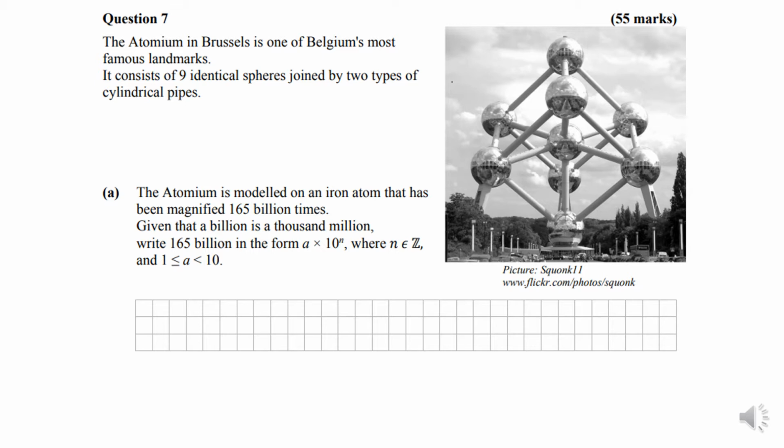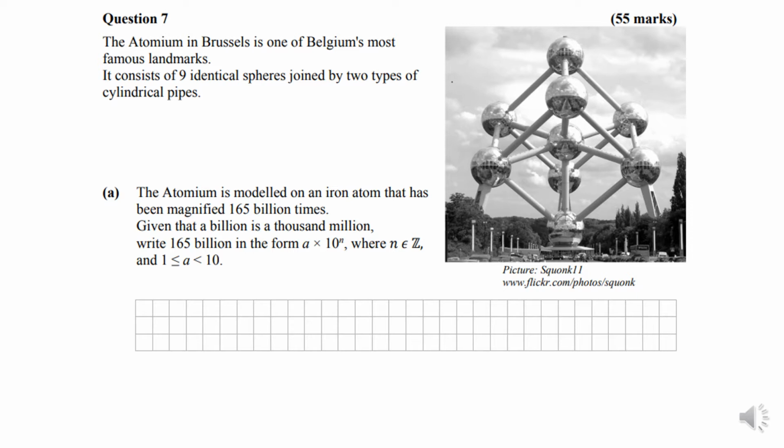The Atomium in Brussels is one of Belgium's most famous landmarks. It consists of 9 identical spheres joined by 2 types of cylindrical pipes. Part A, the Atomium is modelled on an iron atom that has been magnified 165 billion times. Given that a billion is 1,000 million, write 165 billion in the form of a times 10 to the power of n, where n is an element of the integers and 1 is less than or equal to a is less than or equal to 10.